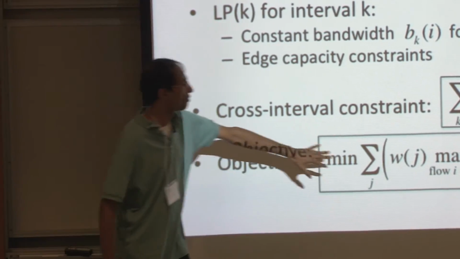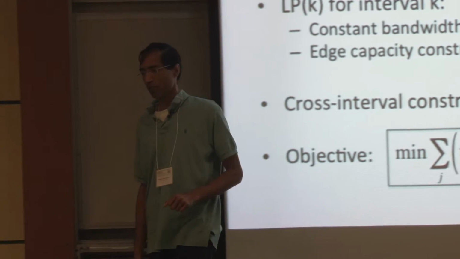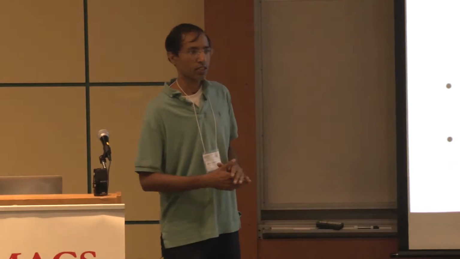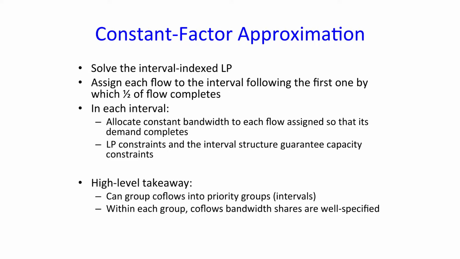And there is some objective function. Don't worry about the exact statement of the objective function, which captures things. Okay, so this is the actual linear program. Don't worry about it. From this, we can get a constant factor approximation in the following series of steps. So we solve the interval-indexed LP. We assign each flow to the interval that follows the first one at which half of the flow completes.